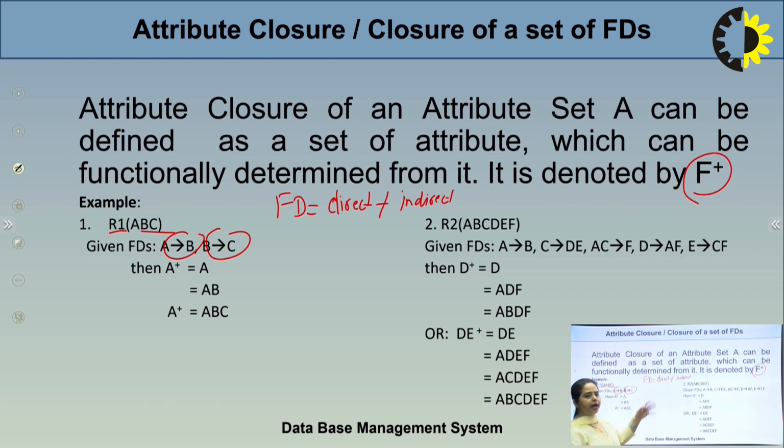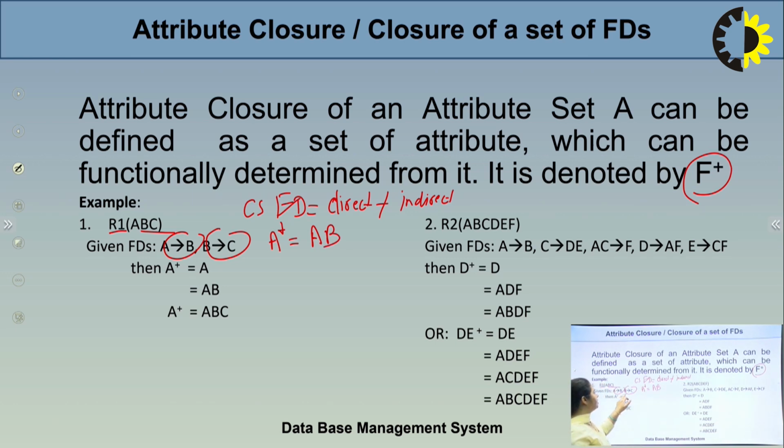What is the meaning of direct or indirect here? Let's suppose we have to find out the closure set of A. With the help of the functional dependency, I can easily identify that with the help of A, I can search the value of B. So if I'm finding the closure set of A, I already have A, and with the information of A, I can search the value of B. So I can write B here.